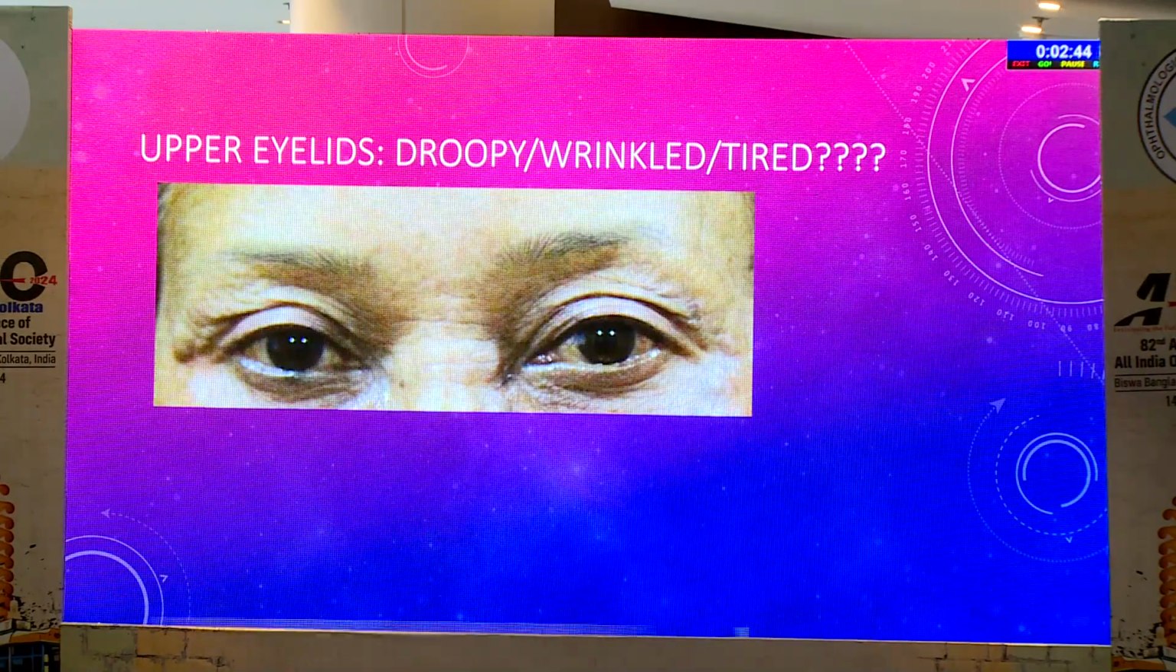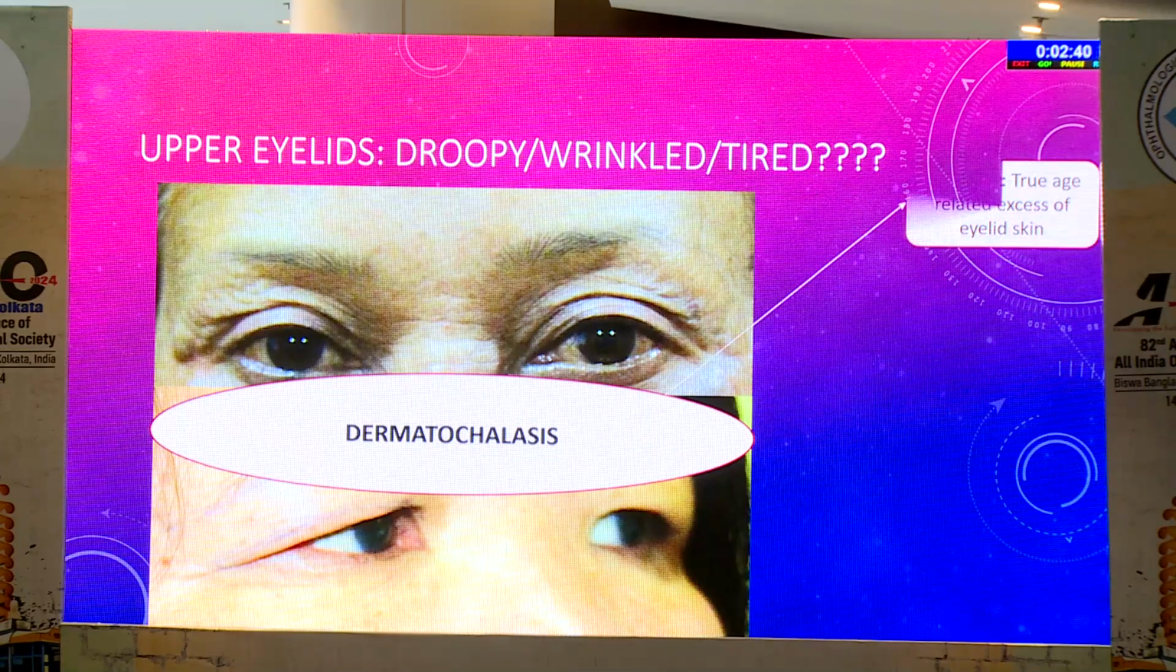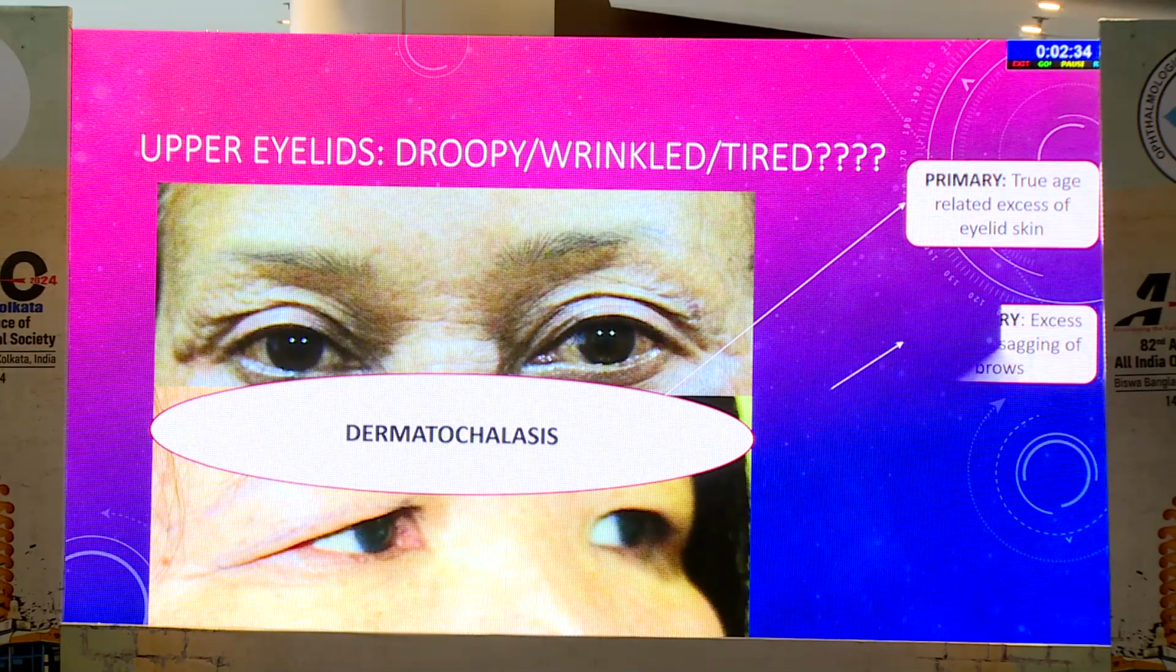Upper eyelids, droopy, wrinkled or tired. So dermatochalasis needs to be evaluated beforehand. It could be primary because of the true age-related excess of eyelid skin. It could be secondary due to excess skin because of the sagging of the brows. So like I told beforehand, brow ptosis needs to be evaluated carefully, because in case of brow ptosis in patients who are having dermatochalasis, you can end up causing excessive excision of eyelid skin during blepharoplasty.